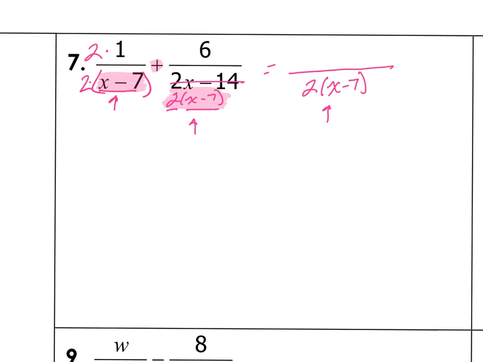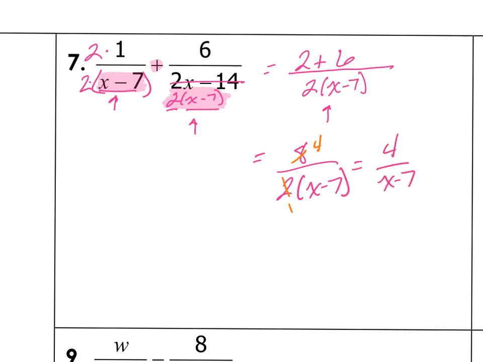So now I get 2 times 1 is 2 plus 6, and that's going to equal 8 over 2 times x minus 7. If I simplify it, 2 goes into 2 once and into 8 4 times. So I get 4 over (x minus 7). Sorry, I forgot my parenthesis there. And there's your answer.